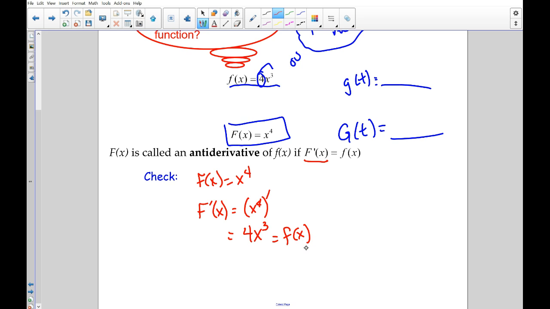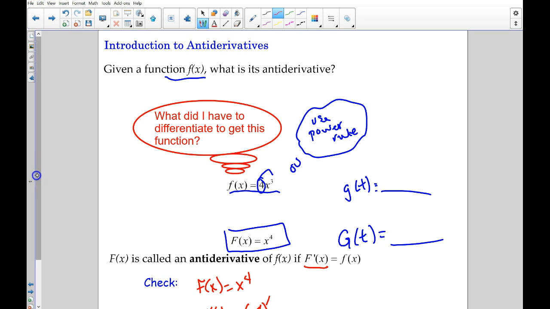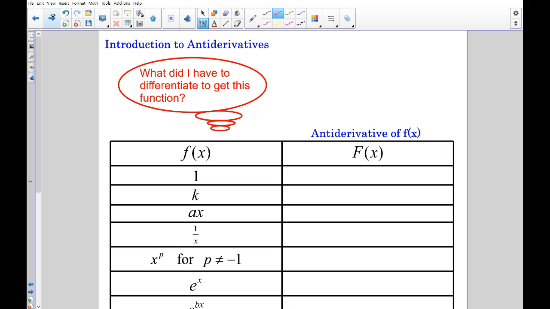Now, in general, you'll see in later videos that this antiderivative is one specific antiderivative. There is a more general version of it. We'll get to that in a later video though. Now, just as we had a table of derivatives, we can generate a table of antiderivatives.